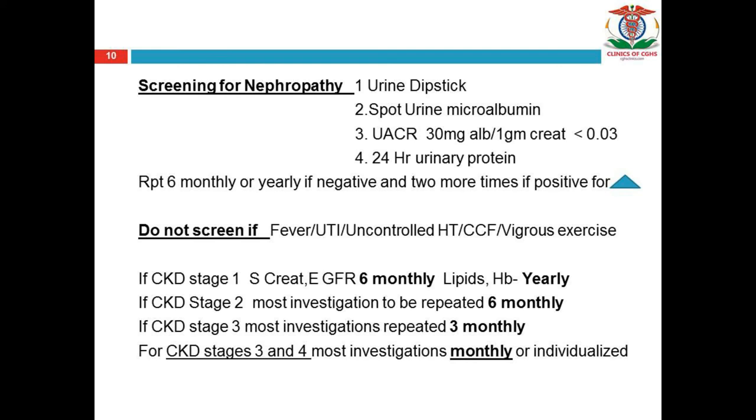How do you screen for nephropathy? These four tests can be used as screening for nephropathy. A simple urine dipstick can show albumin, but that is not a very useful criterion. A spot urine microalbumin or a UACR are the two most important for picking up nephropathy early. And a 24-hour urinary protein will show the extent of nephropathy. If these are negative, then you still have to repeat it yearly to monitor diabetes. But if they are positive, then they have to be repeated 2 more times to diagnose a nephropathy before we label it on a single reading. So if they are positive, then you have to do it twice again over a period of 3 months, let us say, to diagnose nephropathy.